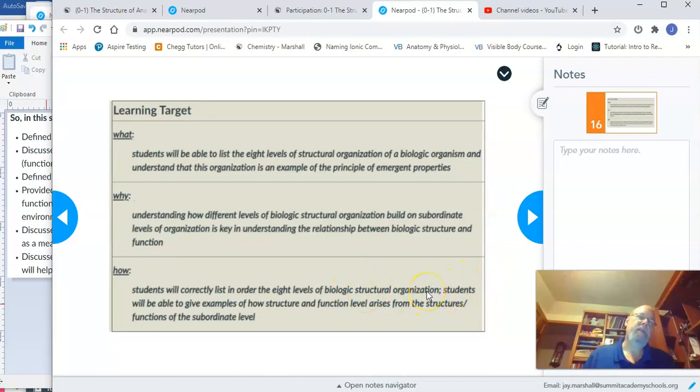But you should see if you can write those out. But now we're going to practice them as well. So our target: you'll be able to list 8 levels of structural organization of a biologic organism and understand that this organization is an example of the principle of emergent properties. Okay, we're going to put a name to this. Understanding how different levels of biologic organization build on earlier levels of organization is key in the understanding of the relationship between biologic structure and function. That's why we're doing this. And then you will correctly list in order the 8 levels of biologic structural organization. You'll be able to give examples of how structure and functional level arises from structures and functions of the lower level or the subordinate level.